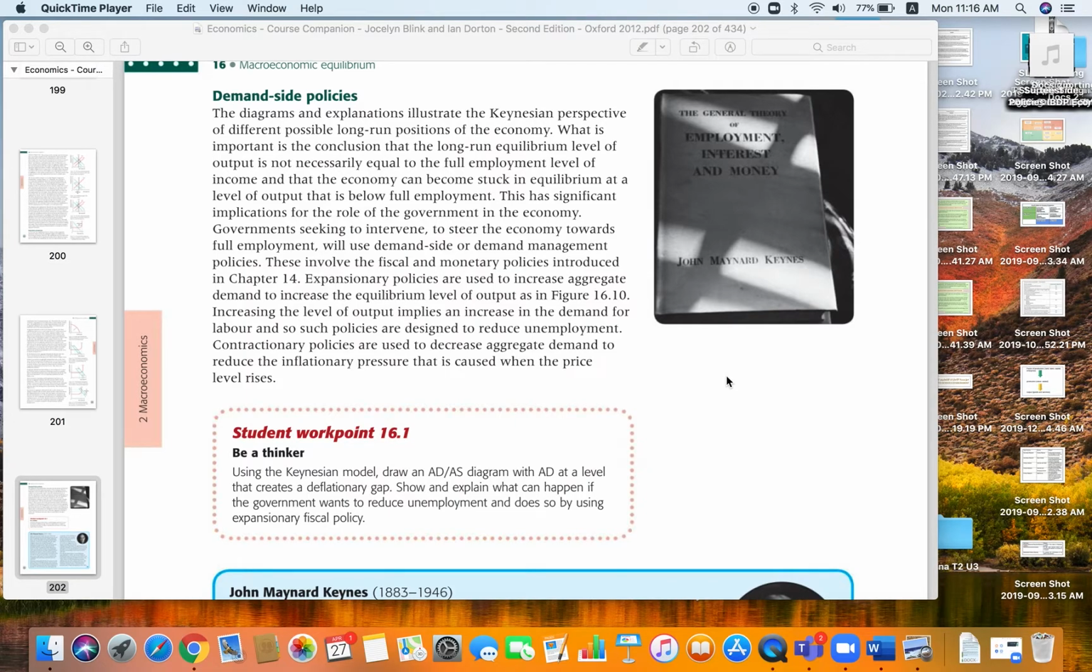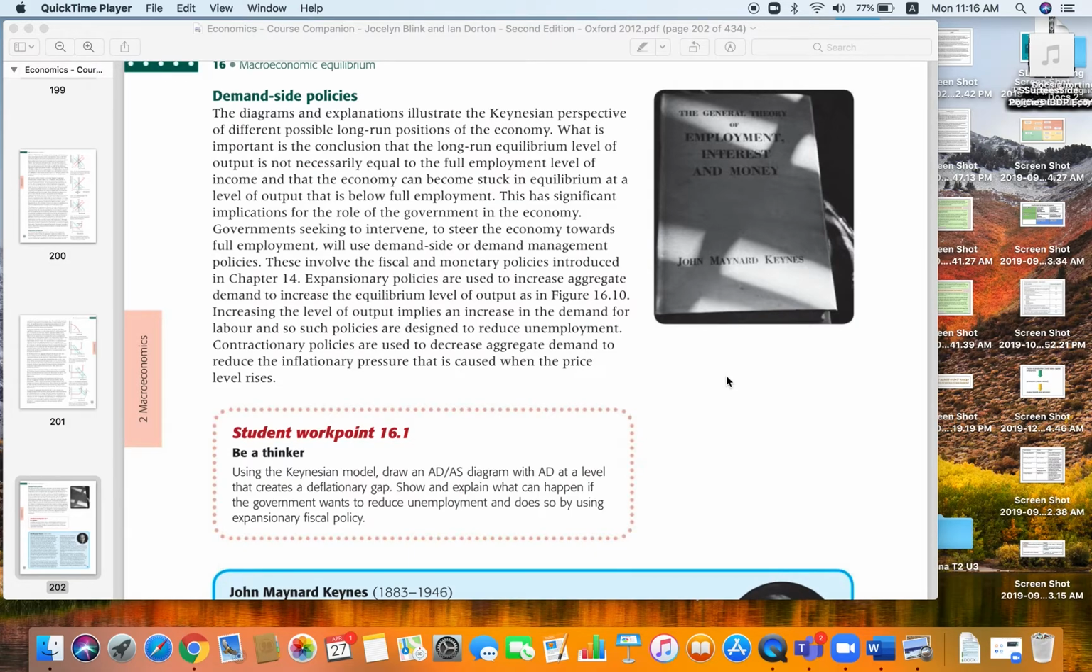So the fiscal and monetary policies that we introduced back in chapter 14 are examples of ways of igniting demand by increasing or decreasing taxes, by increasing or decreasing government spending, those are the two fiscal policies, or by increasing and decreasing interest rates, which is monetary policy. You can play with demand and help push the economy reach full employment.